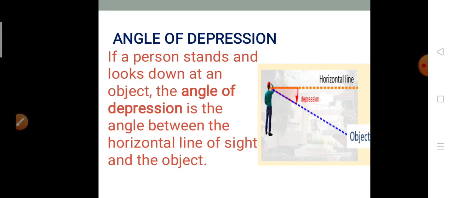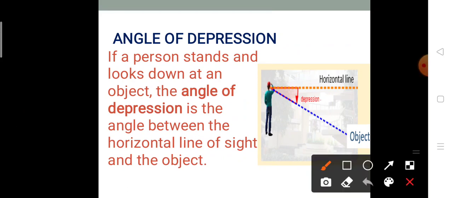Next, if a person stands and looks down at an object, the angle between the horizontal line of sight and the object is what we call the angle of depression. So the angle of elevation is when one looks up, while the angle of depression is when one looks down. This is the angle of depression, between the line of sight of a person to an object and the horizontal line.